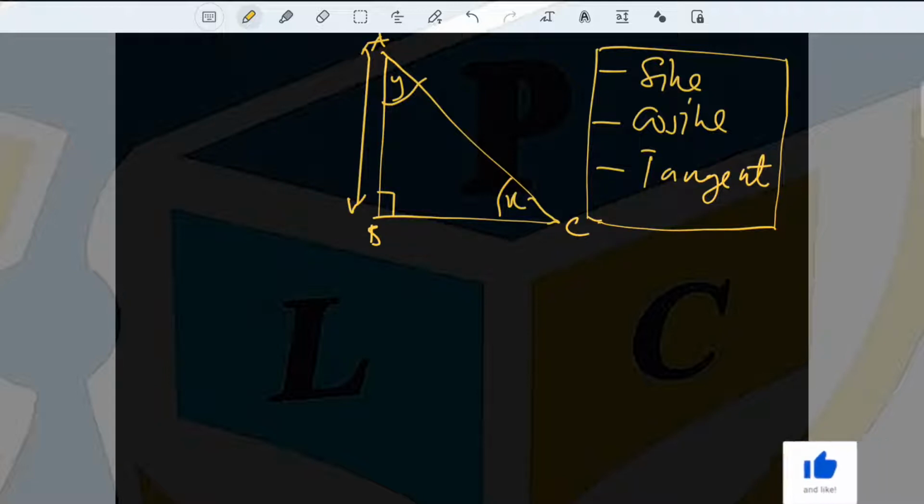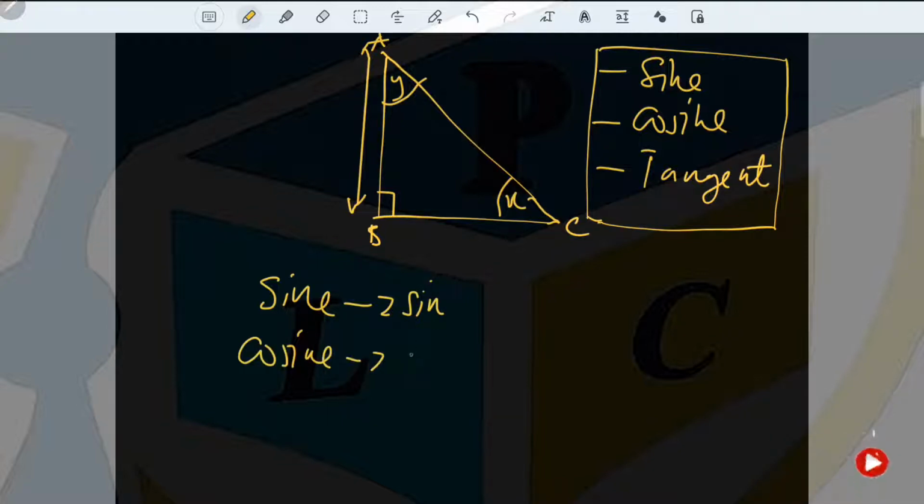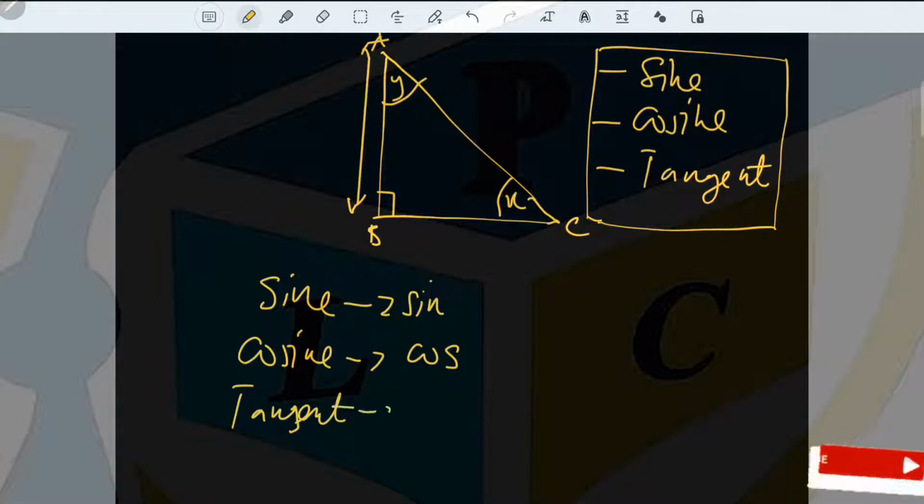When it comes to sine, by convention you can write this as sin, S-I-N. Then cosine, you can also write as cos, C-O-S. And then tangent, by convention, you can write that one as tan. I hope that is clear.